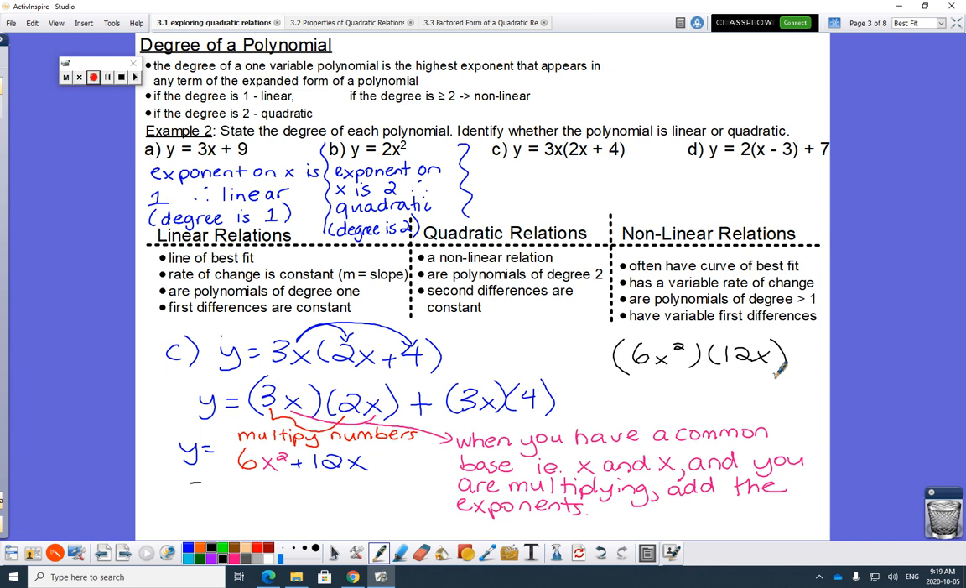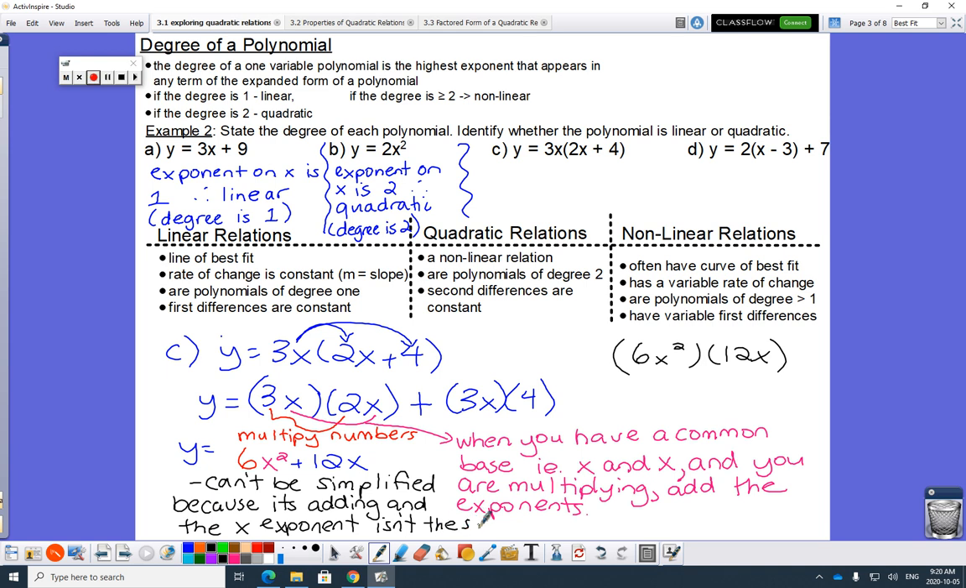Okay, so when you add, they have to have the same base. Simplified. Okay, I tried to write that as simply as possible. Can't be simplified because it's adding. This is adding here. Maybe highlight that even. Okay. And the x exponent isn't the same.